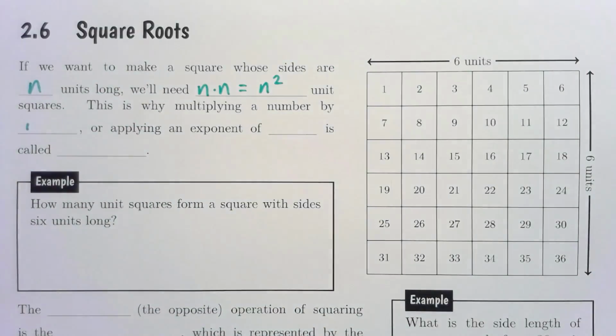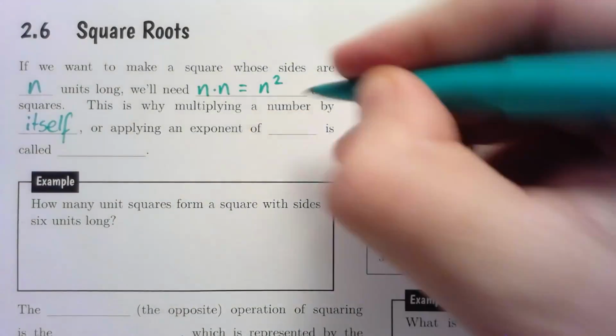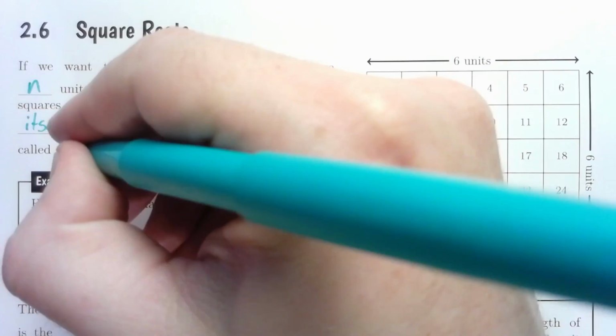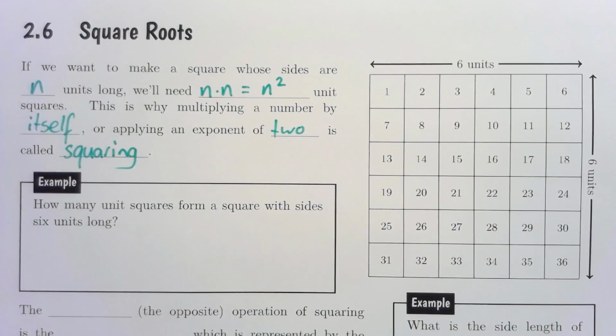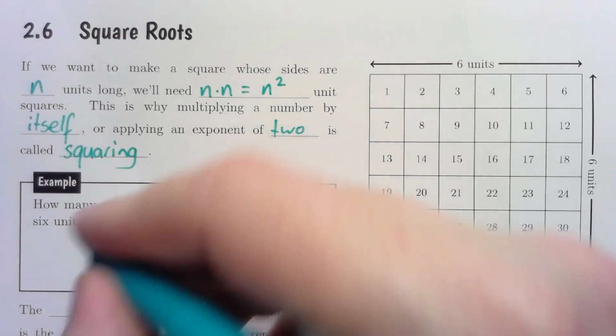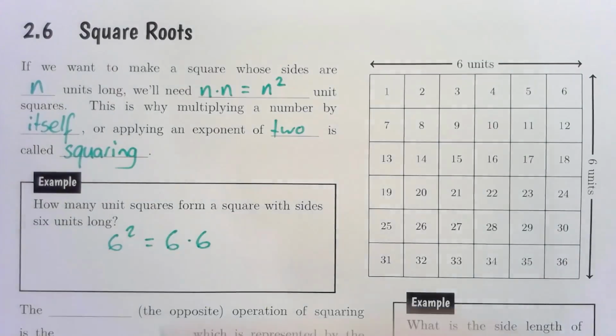In fact, this relationship between the power of 2 and a square is why multiplying a number by itself, or applying an exponent of 2, is actually called squaring. So if we're going to answer the question, how many unit squares form a square with sides 6 units long, the answer is 6 squared, which we can also write as 6 times 6, or 36.